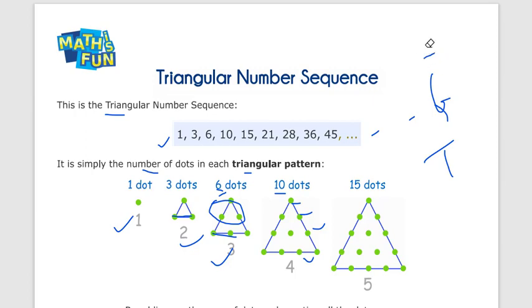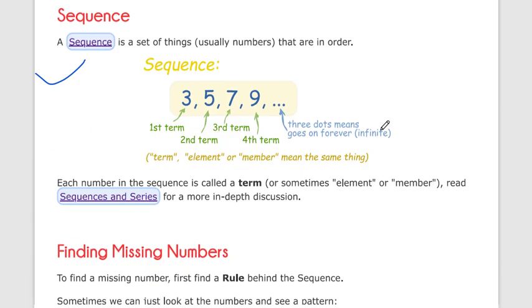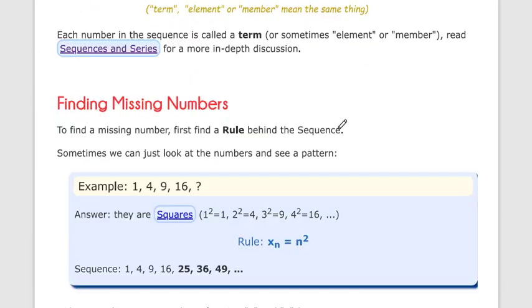Now our next topic is finding the rule of any sequence. We already know what a sequence is. Also, if we find the rule of any sequence, we can find the missing number.